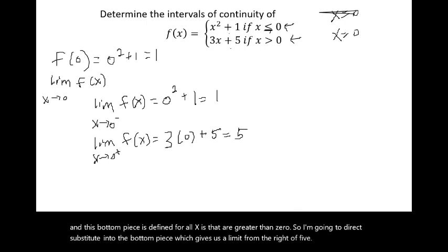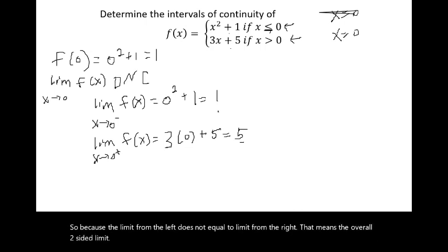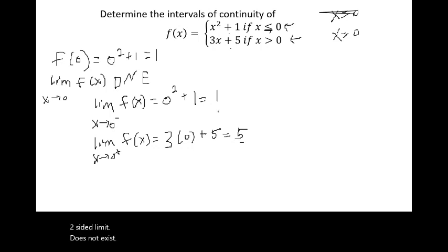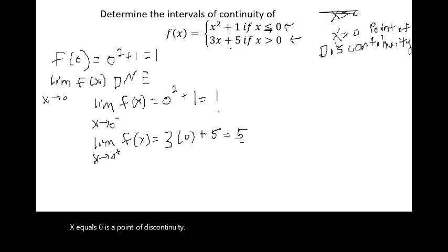So because the limit from the left does not equal the limit from the right, that means the overall two-sided limit does not exist. Because it failed the second continuity criteria, that means that x equals 0 is a point of discontinuity. Because it just failed the second criteria, the limit as x approaches 0 does not exist.